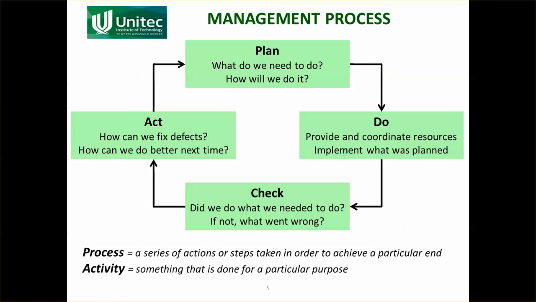How can I do stuff better? And so then the next time when you're planning the next assignment, when you're planning the next concrete pour, you are doing it better. You say, okay, well last time we did this and it didn't quite work. This time we're going to do this, which should work better. So you're always improving. That is why this is shown as a cycle. You're always doing plan, do, check, act. Next time, plan, do, check, act.